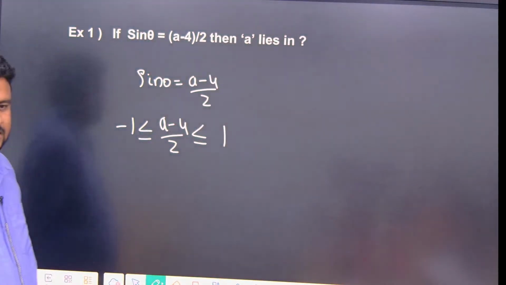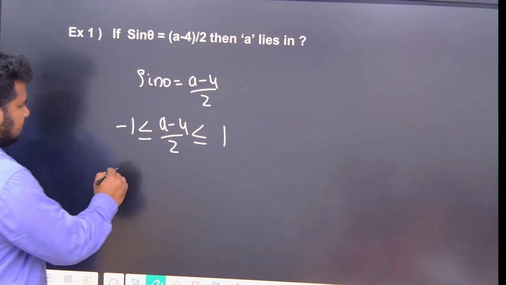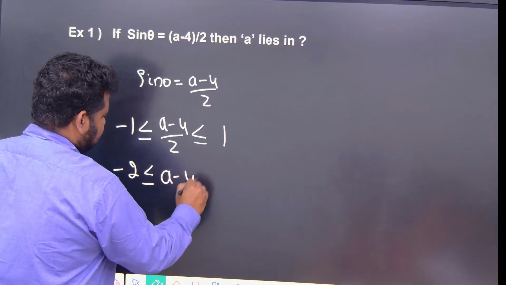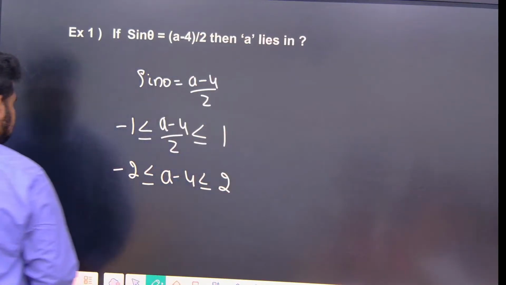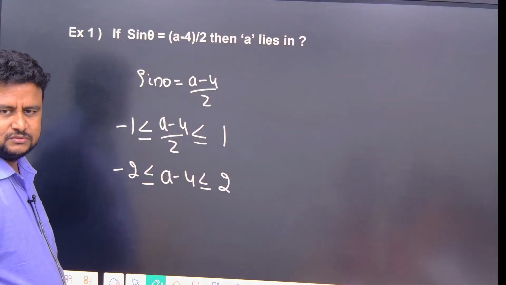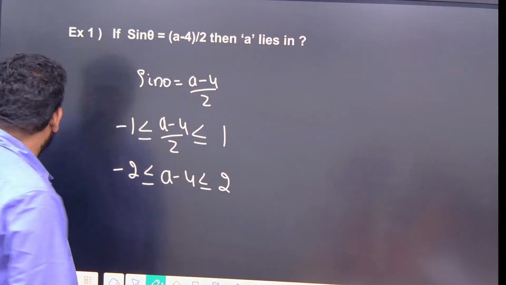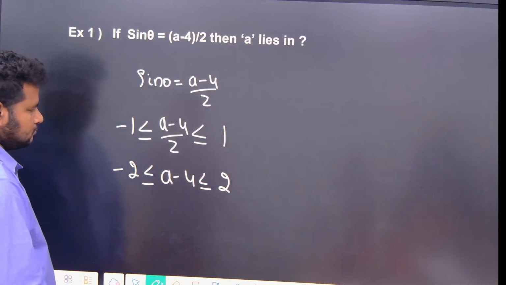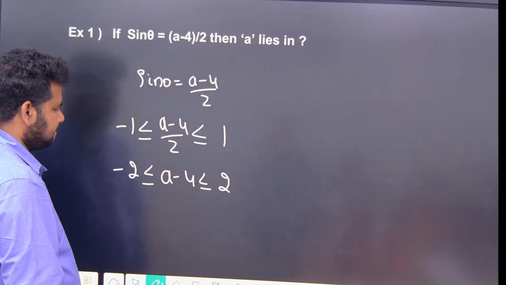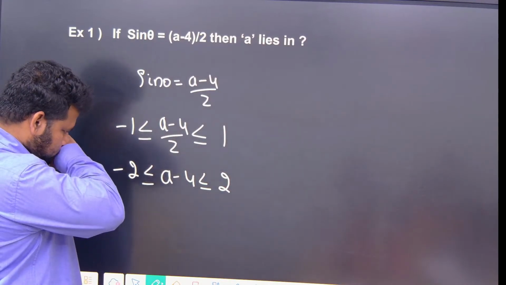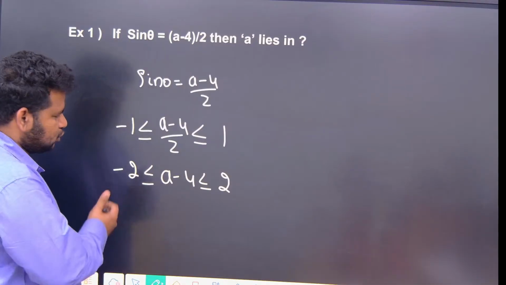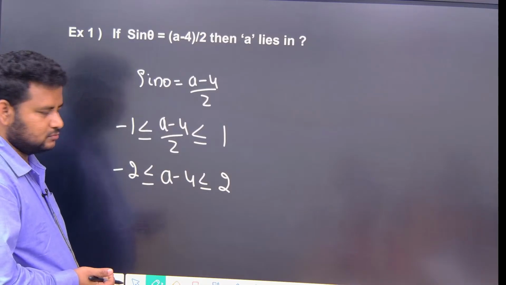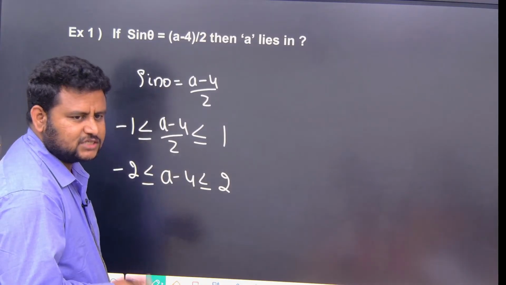Correct, no? Less than or equal to 1. Do it on both the sides: minus 2 is less than or equal to a minus 4 is less than or equal to 2. Now what should I do next? Minus 4, what should I do? Plus 4 on both sides.